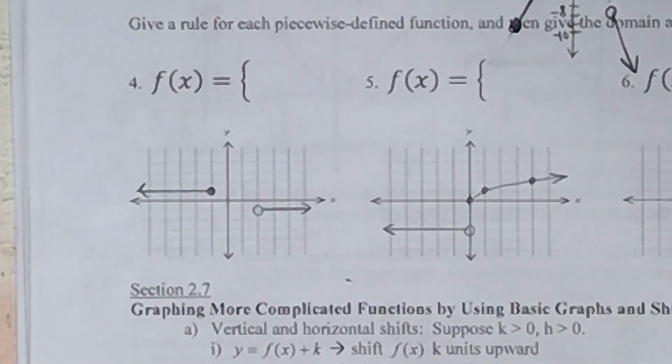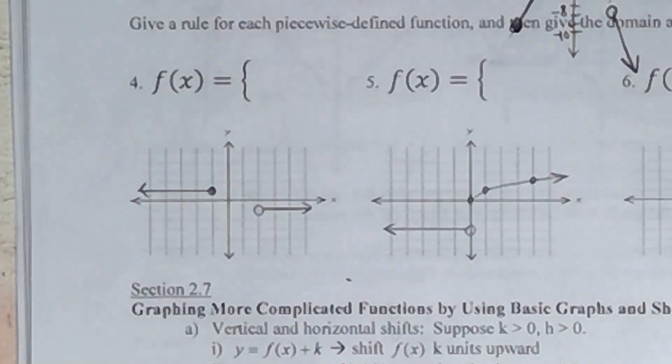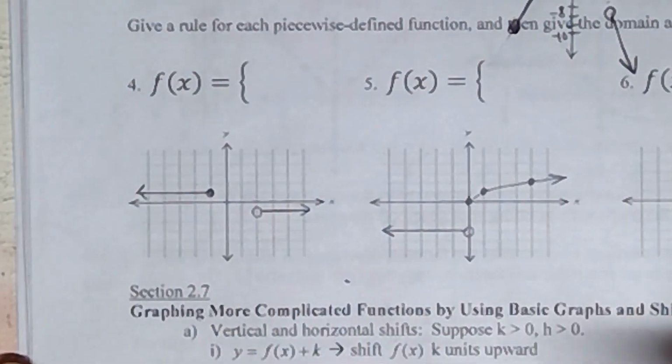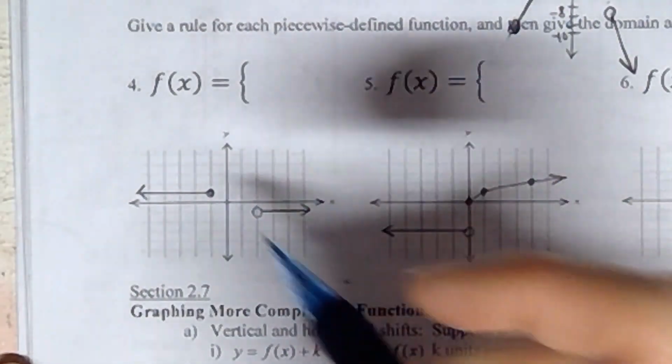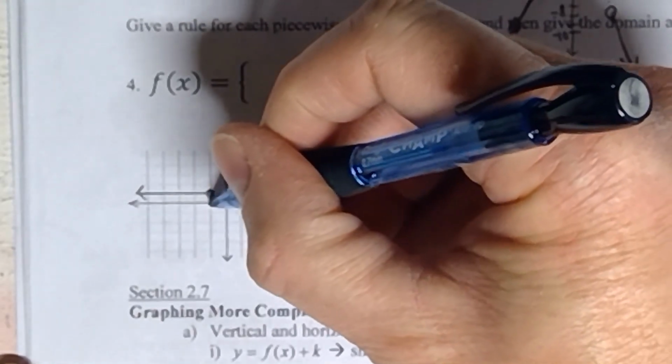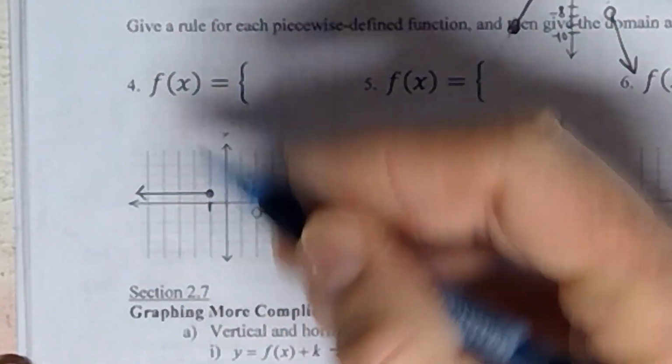Here we go. In number 4, notice it's got 2 parts to it. The graph does 2 different pieces. Again, that's why we call it piecewise. Notice the first piece, though, goes to the left of, what is this number right here? This is x equal to negative 1 right here, right?